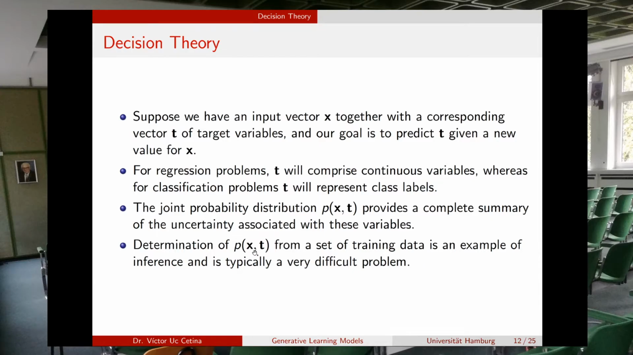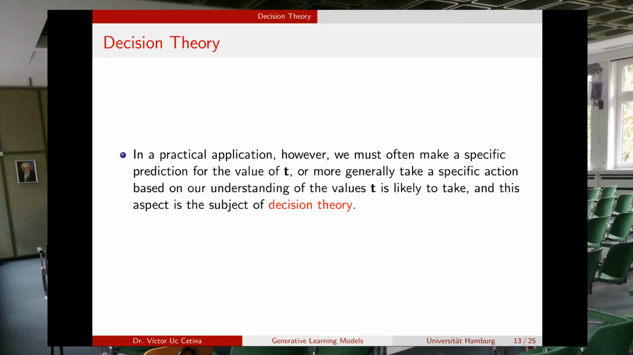Determination of this joint probability distribution from a set of trained data is an example of inference, and is typically a very difficult problem in the general case. So in the previous model, GDA, we did something like this for a specific case where the data behaves Gaussian. In a practical application, however, we most often make a specific prediction for the value t, or more generally take a specific action based on our understanding of the values of t. And this aspect can be analyzed using decision theory.